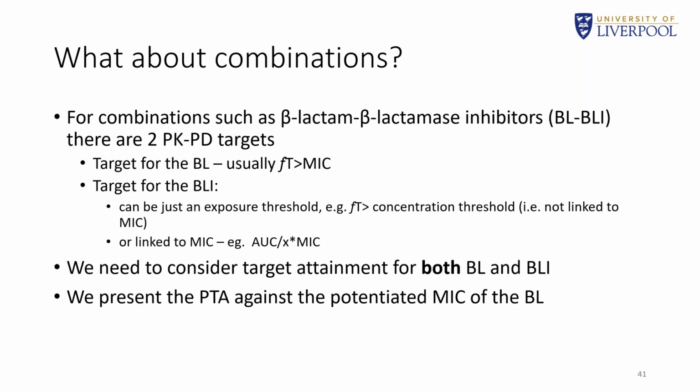However you calculate it, we need to consider the target attainment for both the beta-lactam and the beta-lactamase inhibitor. And when we present the data, we present that probability of target attainment against the potentiated MIC of the beta-lactam. So that's the MIC that is most important. And by that potentiated MIC of the beta-lactam, what I mean is the MIC of the beta-lactam when the susceptibility test is conducted with both the beta-lactam and the beta-lactamase inhibitor. So i.e. the lower MIC you get once the beta-lactamase inhibitor has been added.